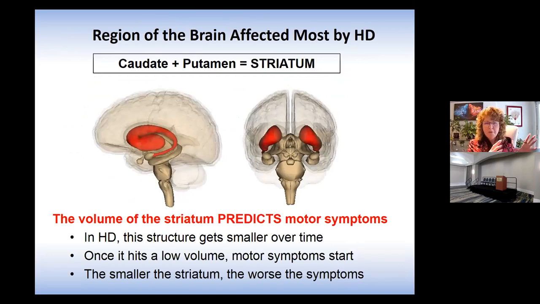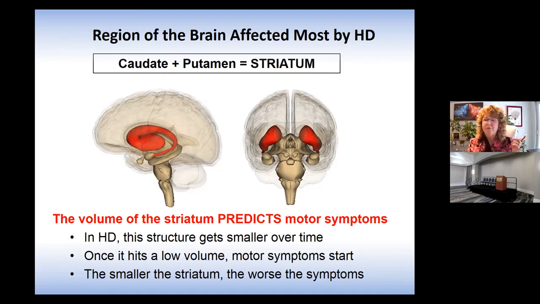So this is just a picture of what we call the glass brain, just so that you can see inside it, because the area of the brain that's affected most in Huntington's disease is called the striatum. And that's two pieces of the brain called caudate and putamen, but it's really right in the middle of the brain. It's highlighted in red here. And the volume of this area predicts when you have motor onset. So we can tell when it gets too small, that's when you start to get motor onset. And once it hits a certain volume, okay, now we're going to have problems. And the smaller the striatum, the worse the symptoms.